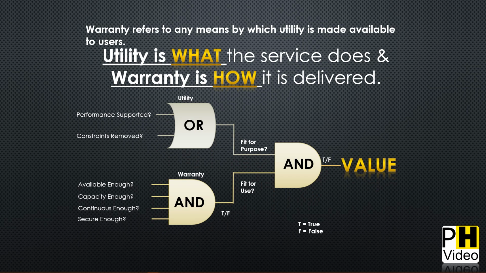Here's a little AND/OR logic gate example. Utility: performance supported, constraints removed. Or, so it can be either or. Warranty: availability, capacity, continuity, security, and true, false, fit for use, fit for purpose. One thing I will tell you that has been on every foundation test from V4 to V3 is they're going to ask you, warranty is, and it's going to say fit for use, fit for purpose, fit for ideas, fitness, whatever they want to do. At least know which one is fit for purpose, which one is fit for use.